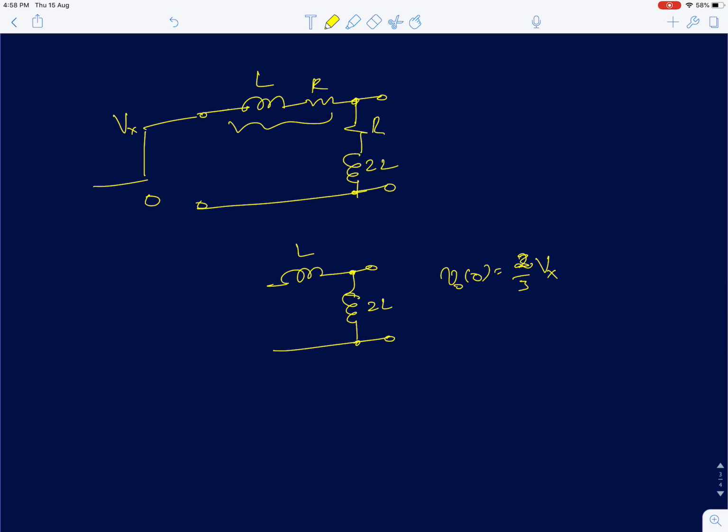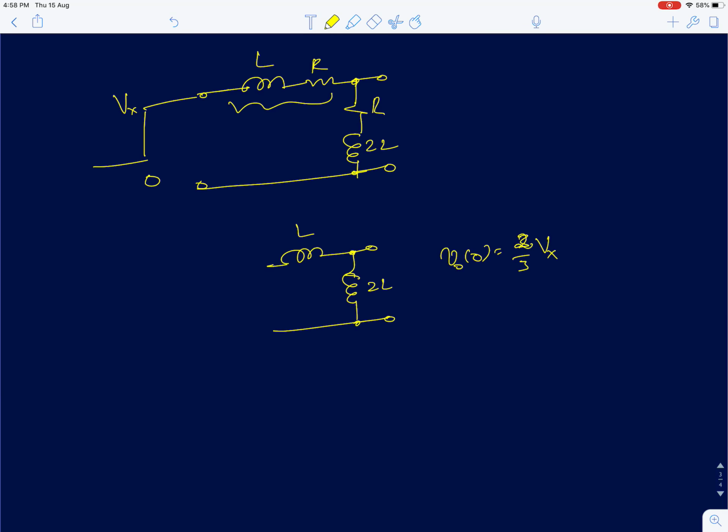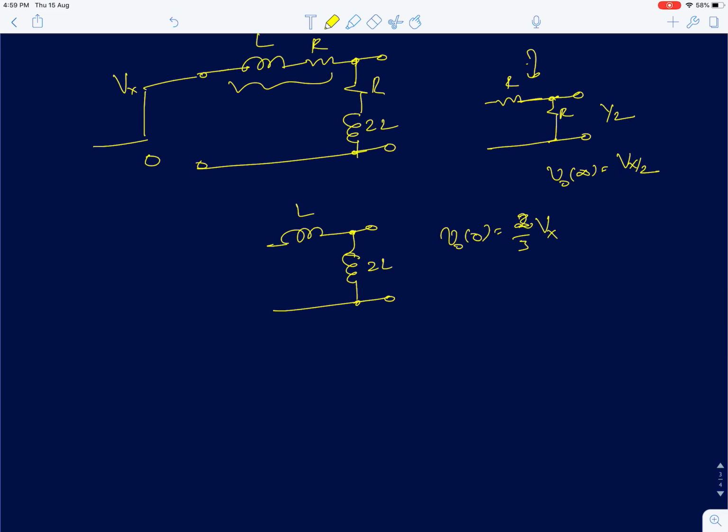And V naught of infinity is going to be, I'll start with an R. In the steady state, the inductive impedances will be 0. So you will be simply reduced to 2 resistors in a potential divider network, and the gain for this is half. So V naught of infinity is going to be Vx by 2. Again, in this circuit, you are going to start from 2 by 3 Vx and the steady state value is Vx by 2. You are going to decay down.